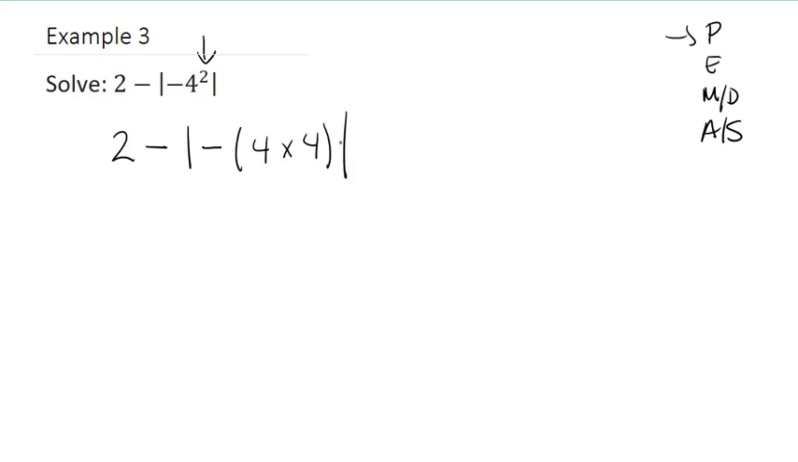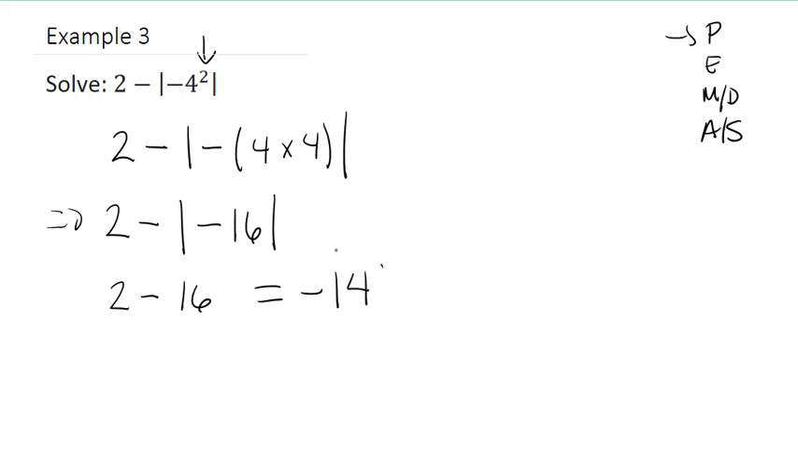Now this can be written as 2 minus, so now we have 4 times 4 is 16. So now we have negative 16. Then anything inside the absolute value sign becomes positive. So the next step will be to have 2 minus, and that becomes positive 16. So now we have 2 minus 16. And 2 minus 16 is equal to negative 14. And you can see that is our solution to this problem.